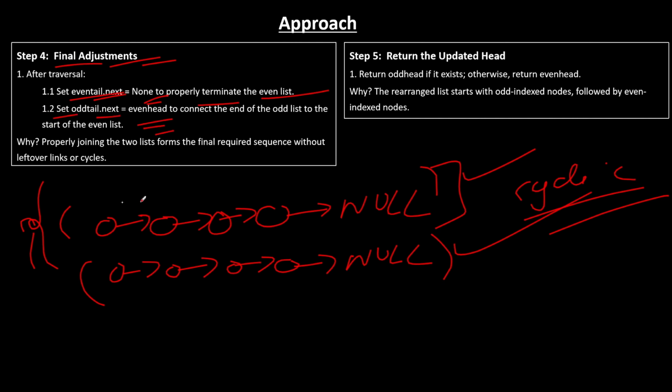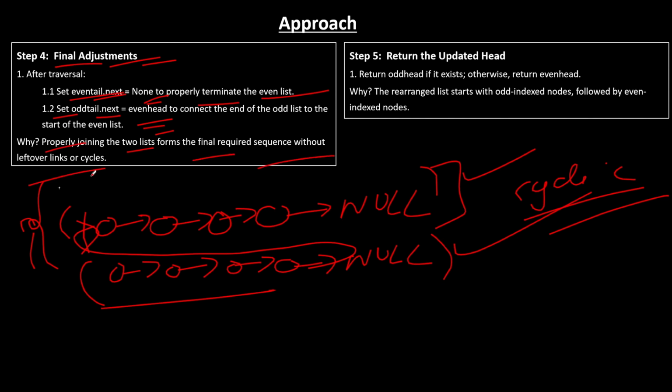When we have the even linked list, the odd tail will eventually be connected to the head of the even linked list, because properly joining the two linked lists forms the final required sequence without leftover links or cycles. Now we will return the updated head. We return the odd head if it exists. Otherwise, we return the even head. There could be a condition that we don't have any odd head. Okay. So in that case, we have to return the even, right?